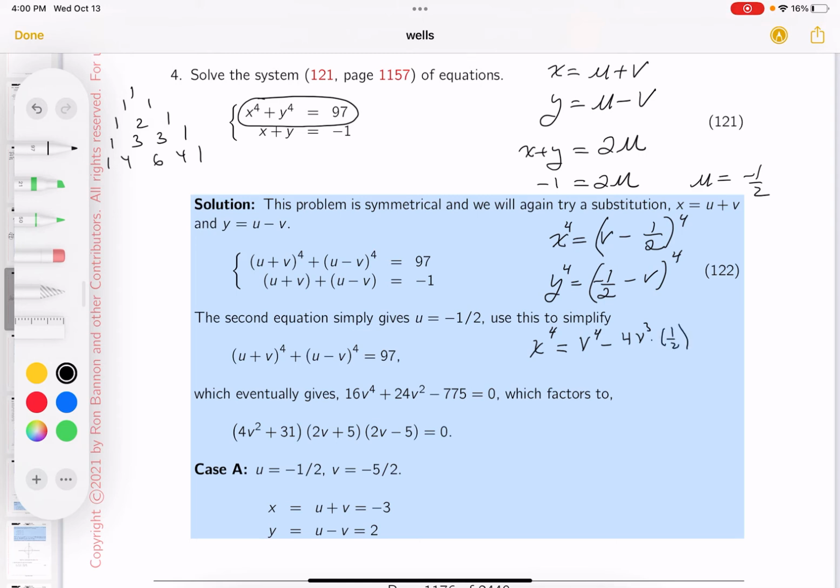Let's put the next guy down. What's that going to be? Let's see. I got 1, 4. I got 6 now, right? 6 v squared. Right, that's not so bad. And then it's going to be 1/2 squared, which is 1/4.